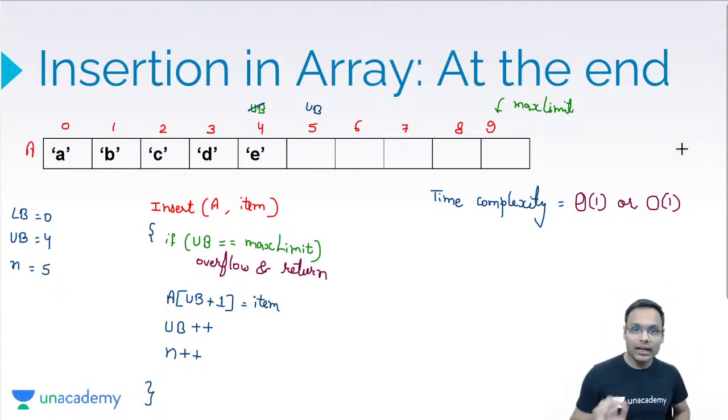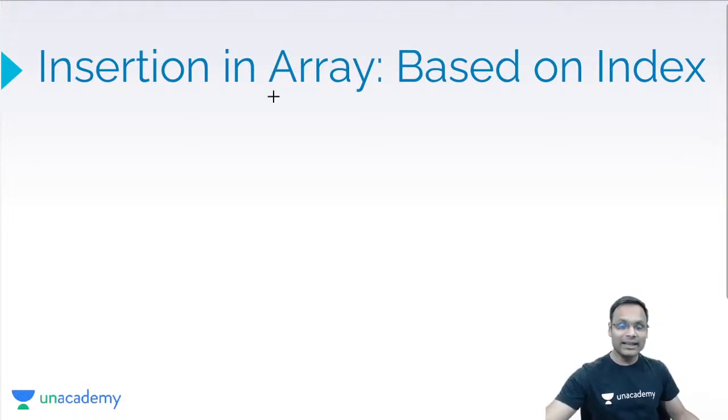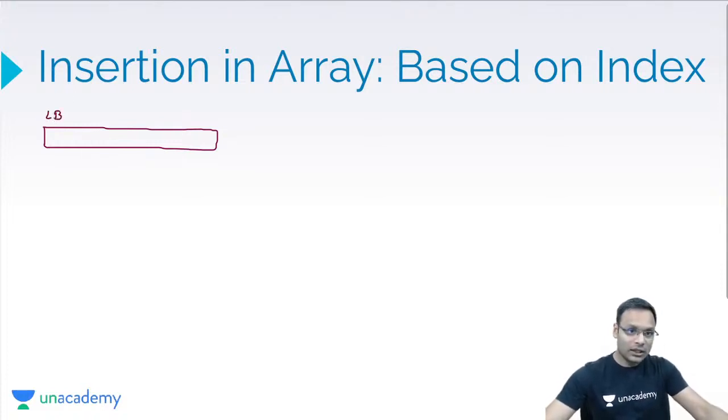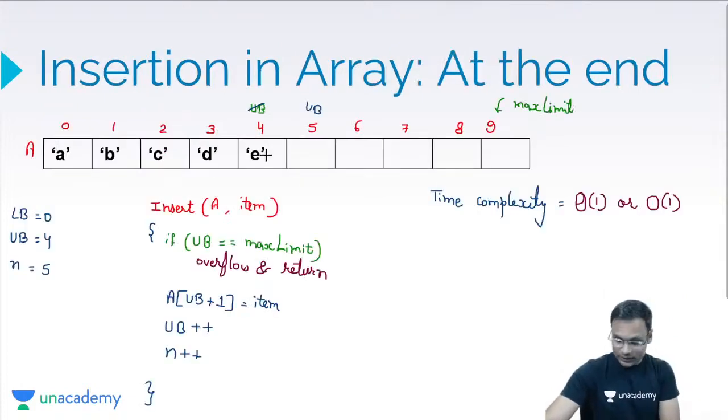ये देखो, another thing. Now insertion in the array based on index. If we are inserting an element in the array based on index, which index can I provide for insertion? Suppose this is the array starting from, let's say, lower bound. Last element is present on upper bound. Which index can I provide where the element can be inserted? Can I insert another element here on upper bound plus 1? Yes, I can.